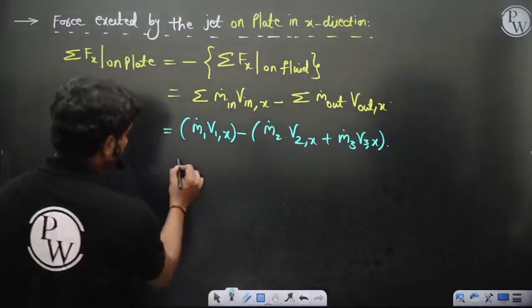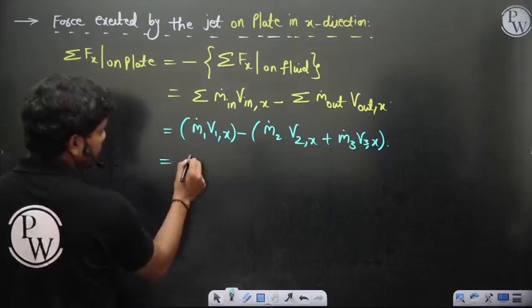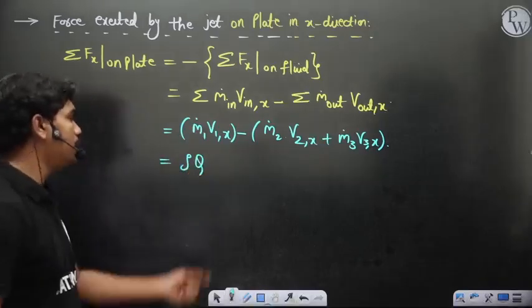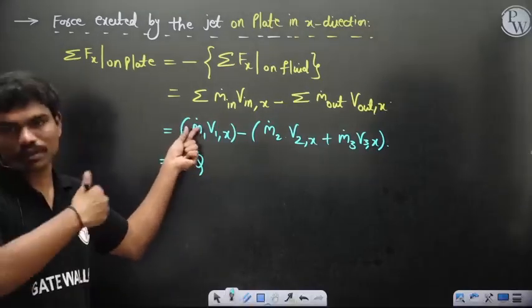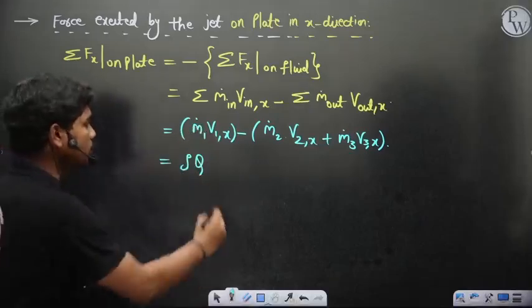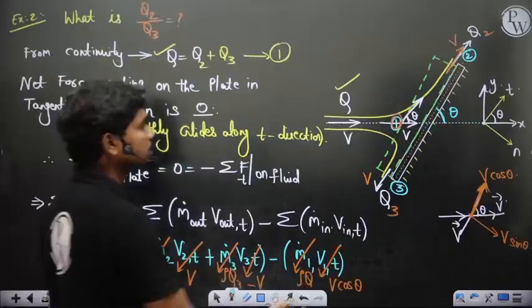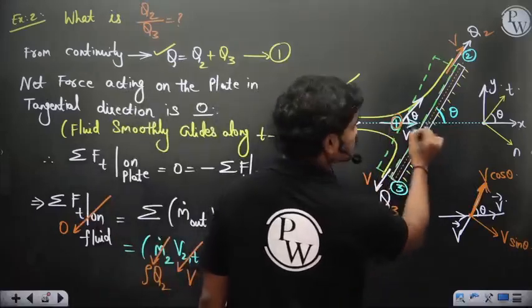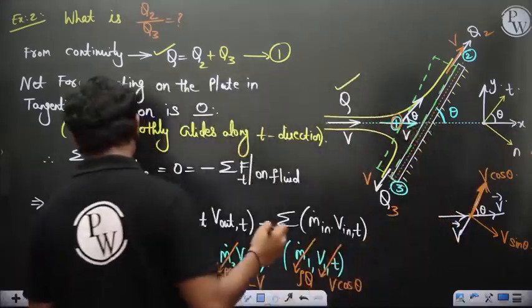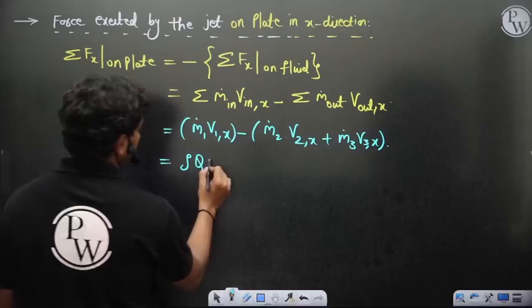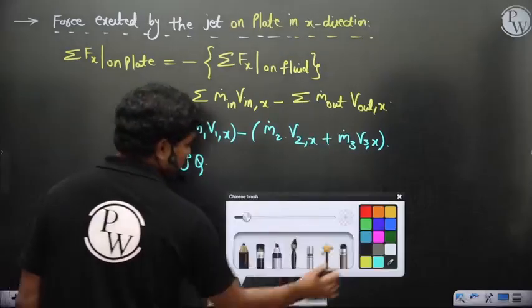So let's see, in the m dot 1. So m dot 1 can be written as rho Q, obviously, because this m dot 1 is the total mass which is flowing in. So rho Q into v1 in the x direction. So what is the velocity at the inlet in the x direction? So ultimately it is in the x direction, so that's v.